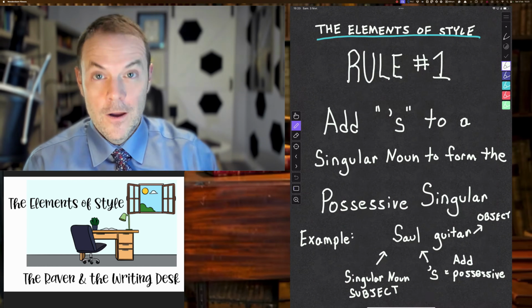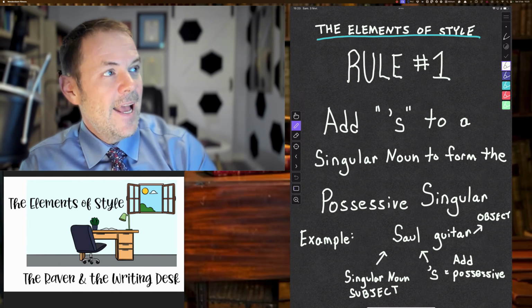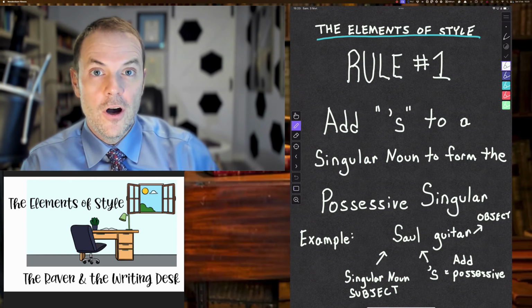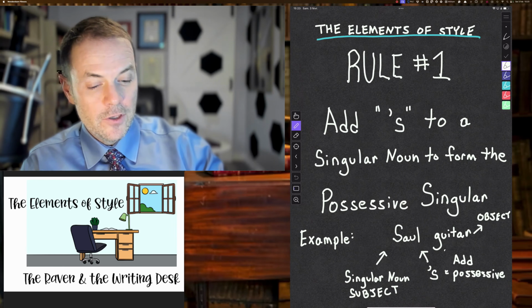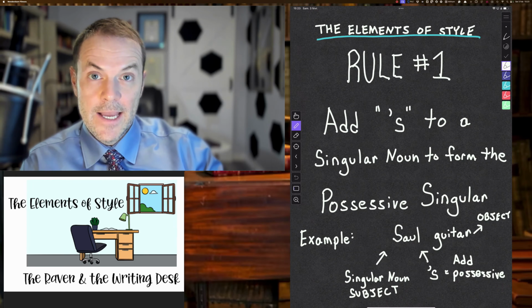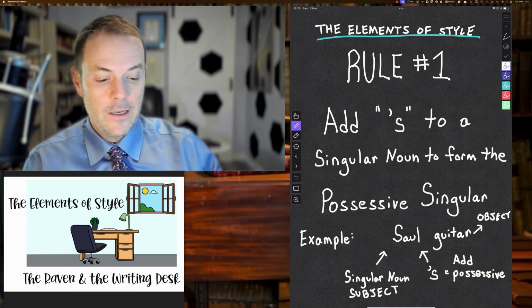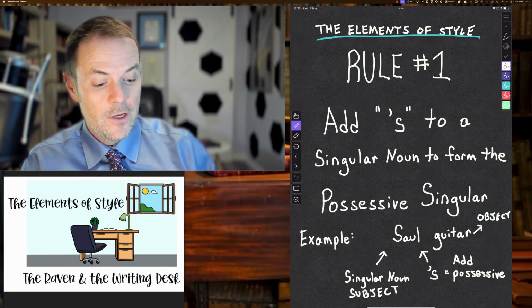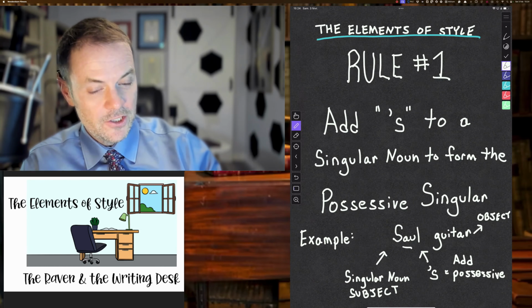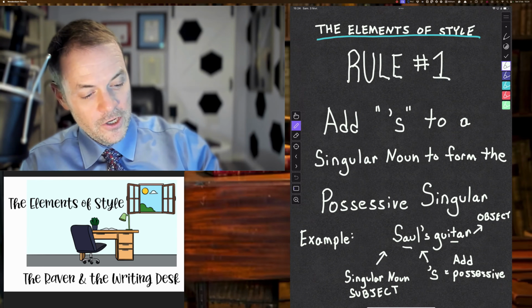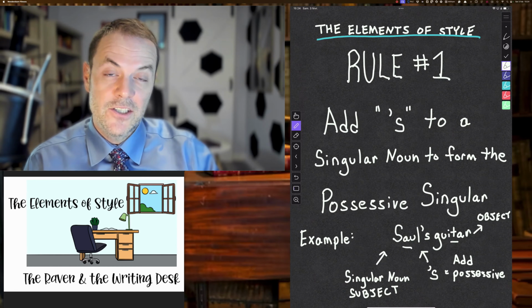So let's get started. Rule number 1. Add S to a singular noun to form the possessive singular. Nice, easy rule to start us off. A noun is a person, place, or a thing, and if a person, place, or thing has some sort of ownership over another thing, we call that the possessive. So for example, over here we got Saul, and Saul has a guitar, and so Saul's guitar. We add apostrophe S. That's simple.